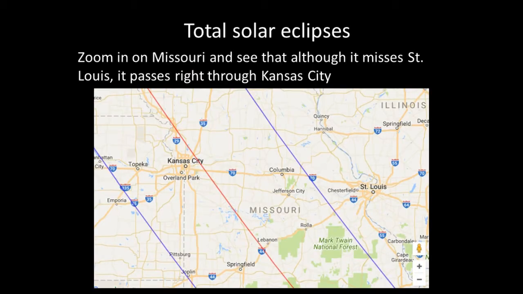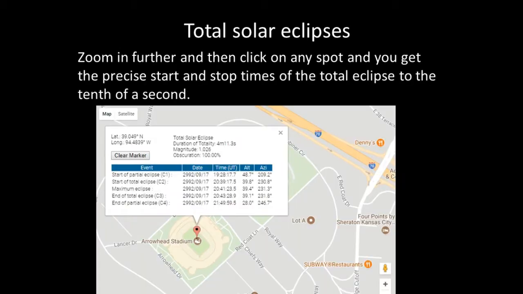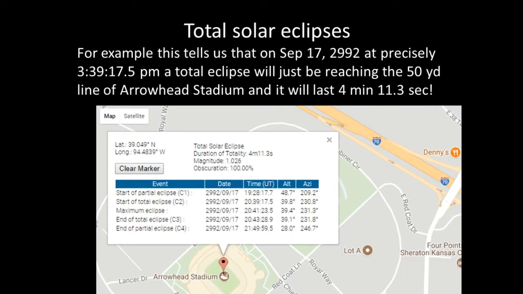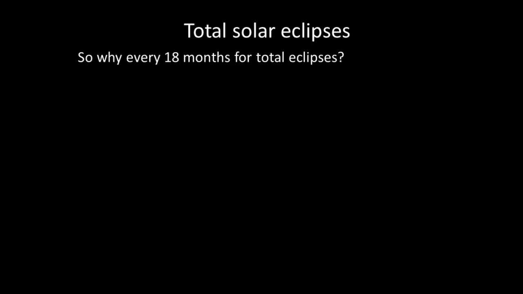Zoom in on Missouri and see that although it misses St. Louis, it passes right through Kansas City. Zoom in further and then click on any spot and you get the precise start and stop times of the total eclipse to the tenth of a second. For example, this tells us that on September 17, 2992, at precisely 3:39:17.5 p.m., a total eclipse will just be reaching the 50-yard line of Arrowhead Stadium, and it'll last 4 minutes, 11.3 seconds. That's pretty impressive.